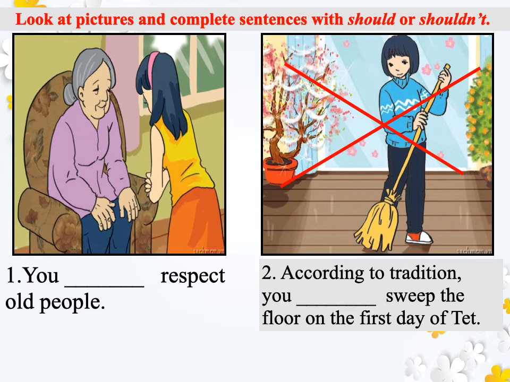Practice. Look at the pictures and complete the sentences with should or shouldn't. Number 1. Which one is correct? The answer is should. You should respect our people. Number 2. Can we use should here? No, we must use shouldn't. According to tradition, you shouldn't sweep the floor on the first day of Tet.